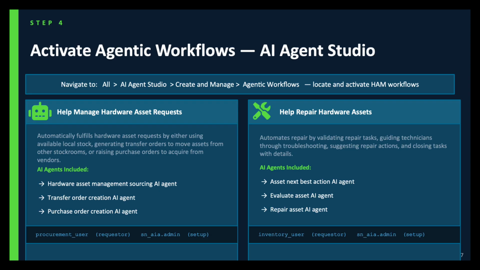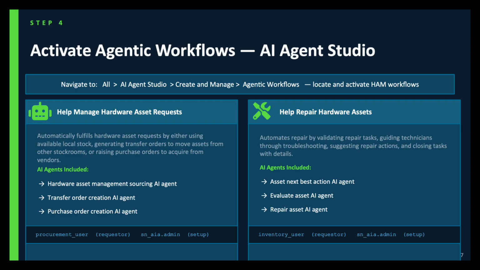So if you look on the right side, in order for the requester, the person actually doing the work, they're going to need to have the procurement user role. And in order to set that up, you're going to need to have that admin role to set up the AI admin side. Versus, on the repair hardware asset, you're going to need to have the inventory role. So the person doing the work, the AI agent, is going to need to have both the inventory role as well as the analysis panel role. So making sure that is here and active.